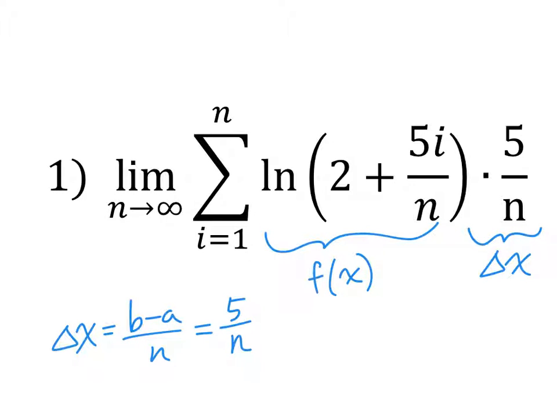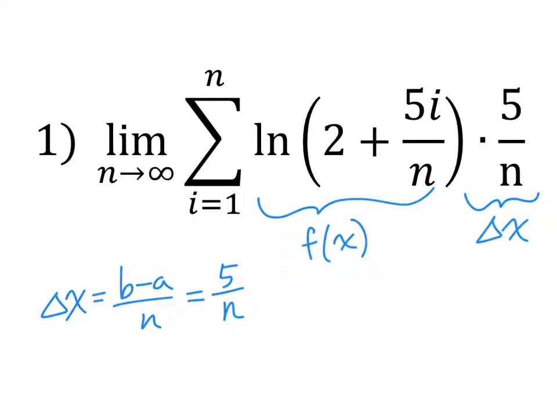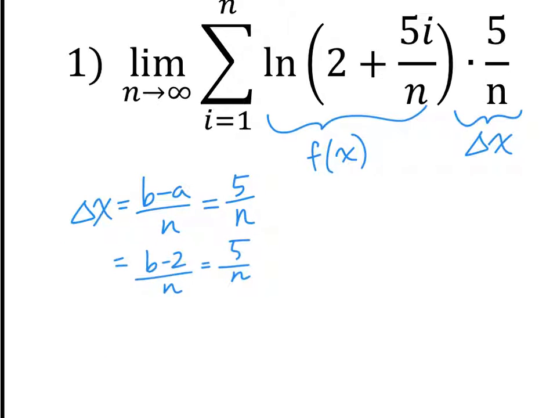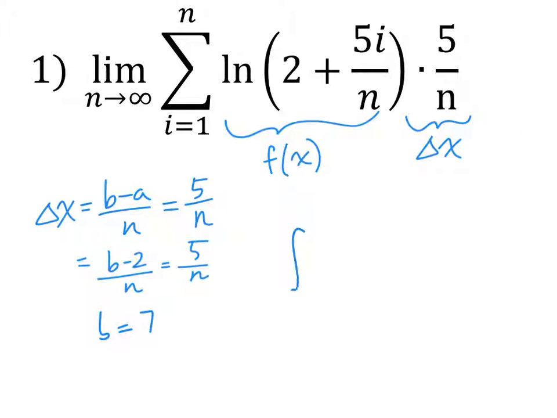And the next part is try to figure out what a is. What number is a? 2. Can everyone see that, or is everyone still trying to copy down the question? So 2 is a. All right, so go ahead and solve for b. All right, so b is equal to 7. So then you can see this is pretty much the same as the previous question. The integral is from 2 to 7 of natural log x dx.